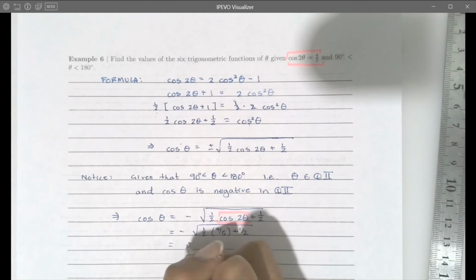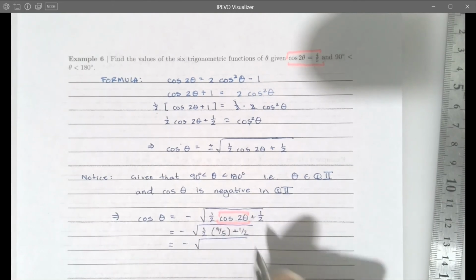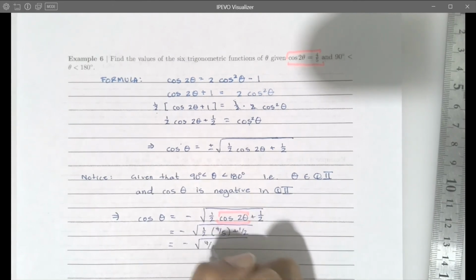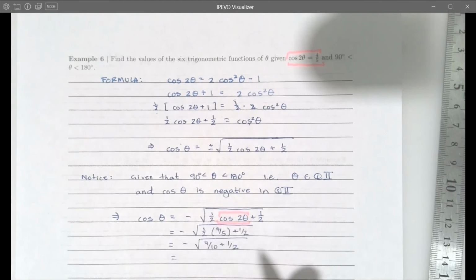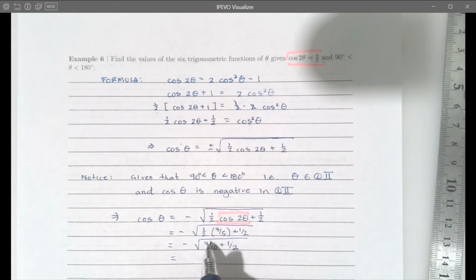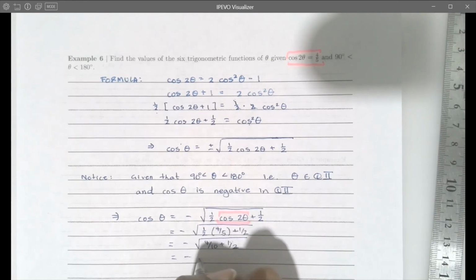And that's going to be negative square root of 4/10 plus 1/2, which is the same as, I'm going to multiply top and bottom here by 5 to get a common denominator. That'll give me a 4 plus a 5, which is 9/10.